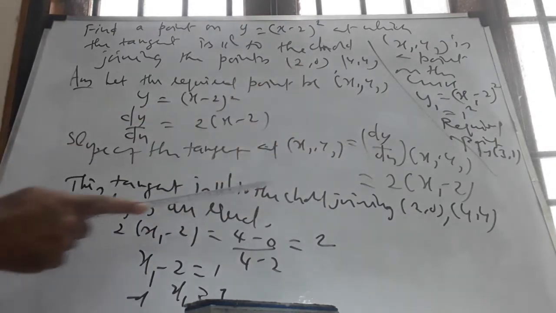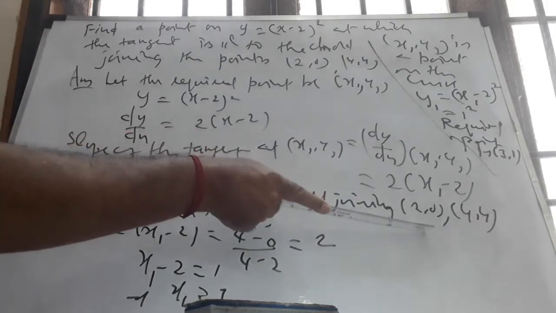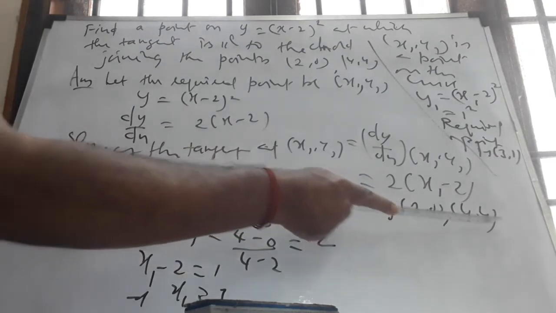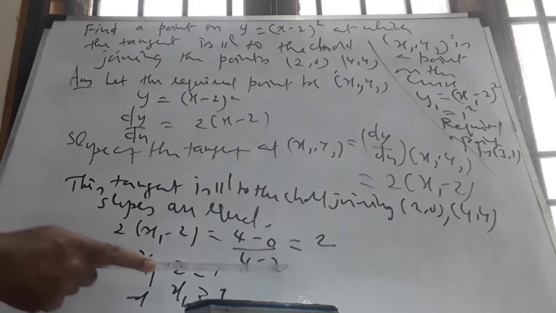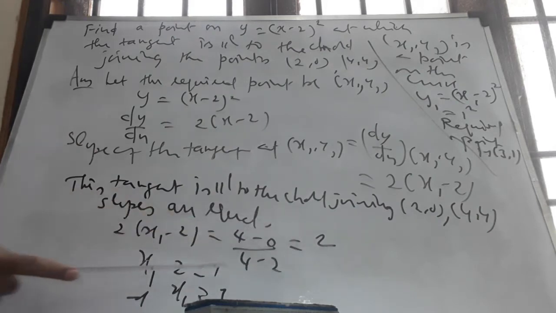Now this tangent is parallel to the chord joining these two. Therefore, the slopes are equal. That is, slope of this tangent equals slope of this chord. Therefore, 2 into x1 minus 2 will be equal to y2 minus y1 by x2 minus x1, that is, 4 minus 0 by 4 minus 2. Therefore, this is reduced to 2. 2 gets cancelled. x1 minus 2 is 1.